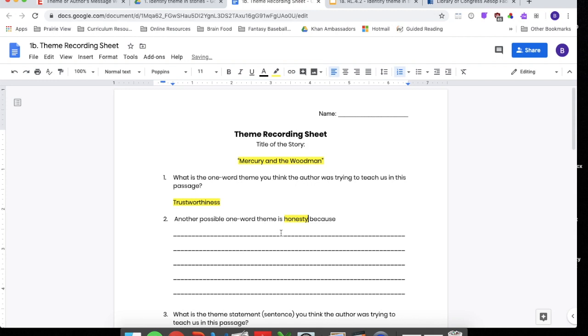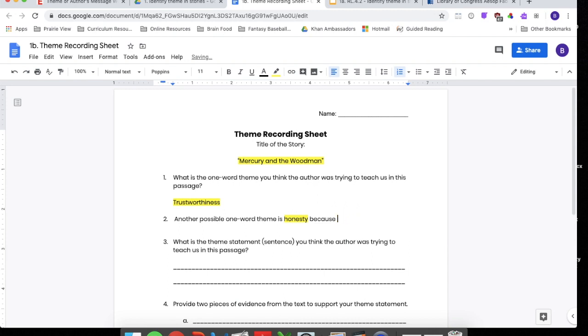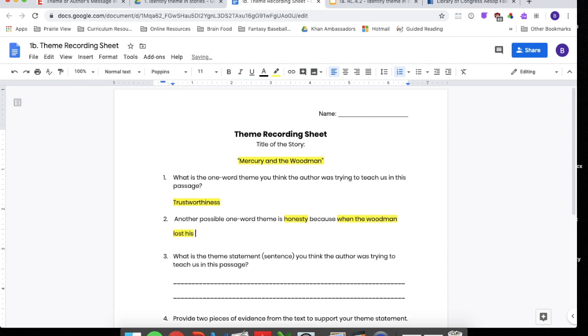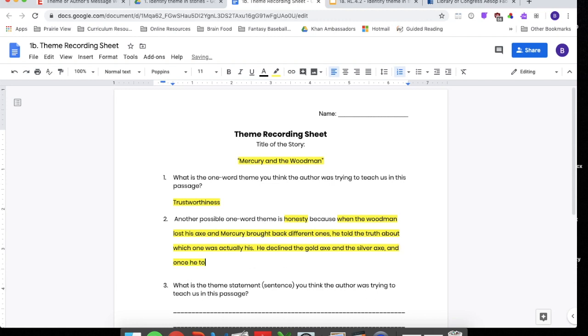All right. Another possible one-word theme is honesty, because when the woodman lost his axe and Mercury brought back different ones, he told the truth about which one was actually his. He declined the gold axe and the silver axe, and once he told the truth, he was able to get all 3 axes.